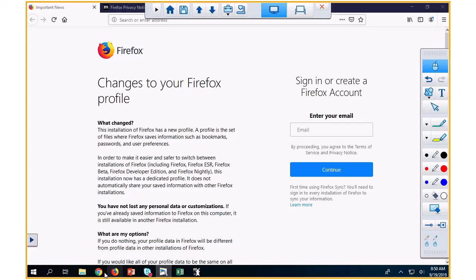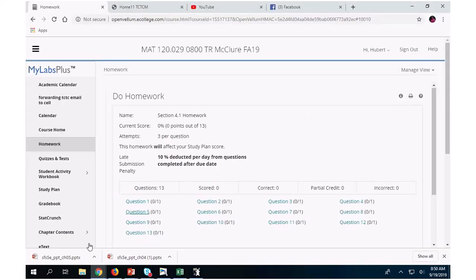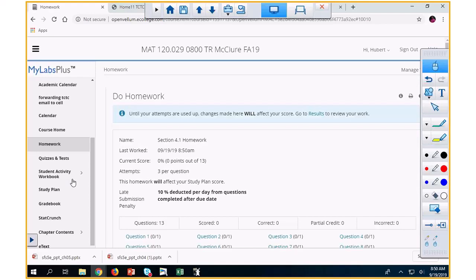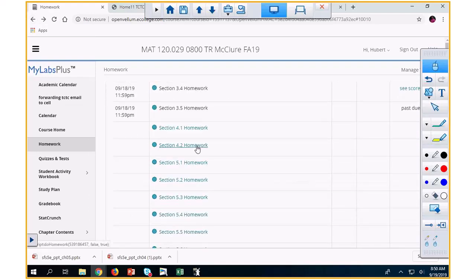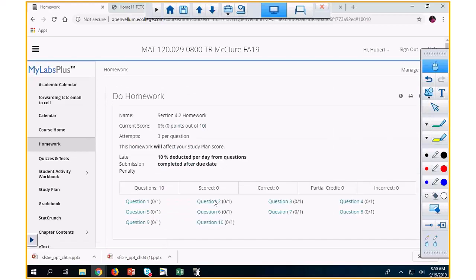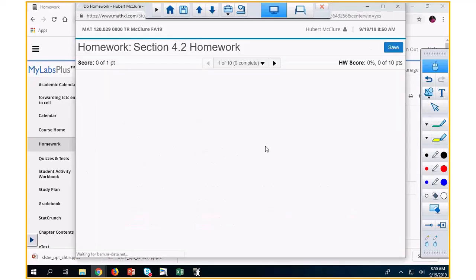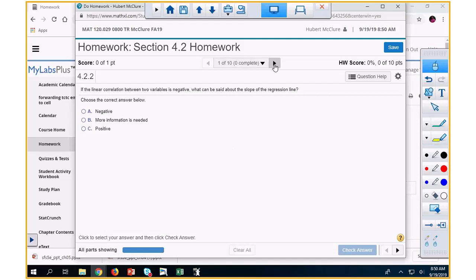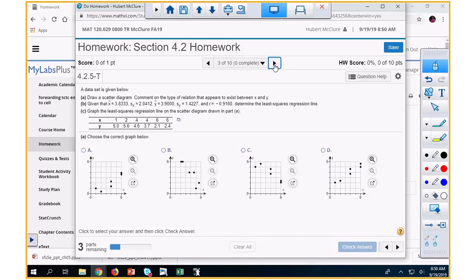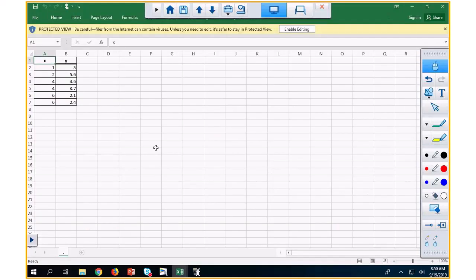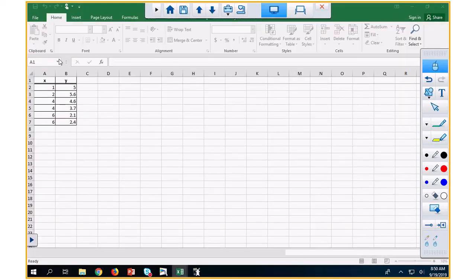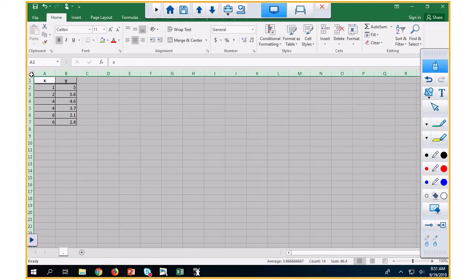Hold on a second. 4.2 homework. That's where you're going to see all the math, if they even put it in here. Okay, there's one. So I'll put it in the Excel spreadsheet so you can see it. And let me blow it up for you. Now you can do it on your calculator.